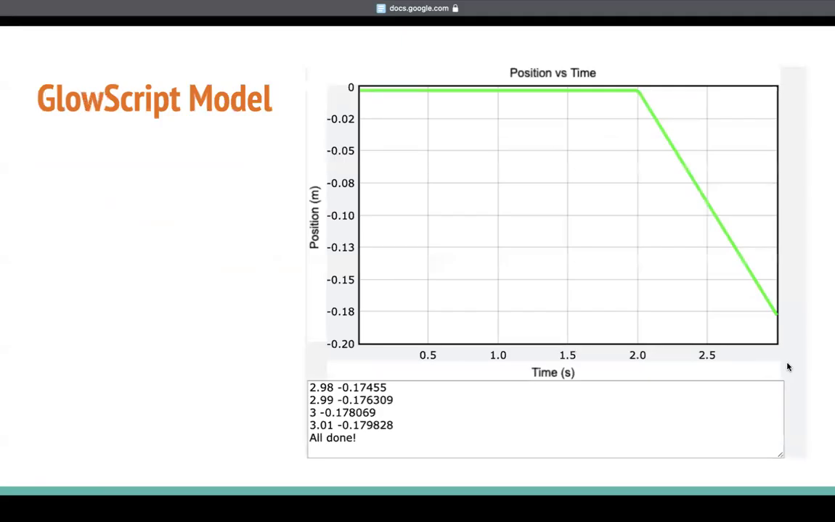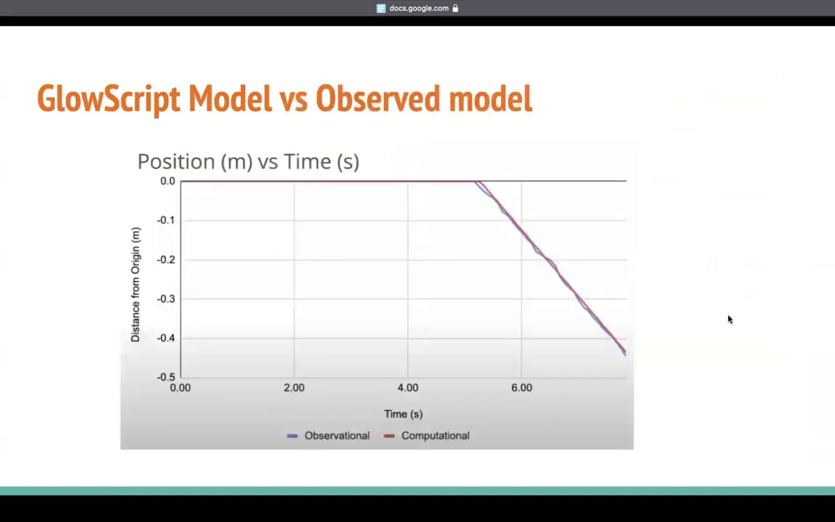At the start, it is very constant, and then it suddenly falls. And we can see just off this that it is very similar to the Tracker video that we caught. We put it on top of each other, with the Tracker video being the blue one and the red line being the GlowScript model. And we can see that it is fairly close. There are some differences due to some of the potential errors that I will talk about in the next slide.